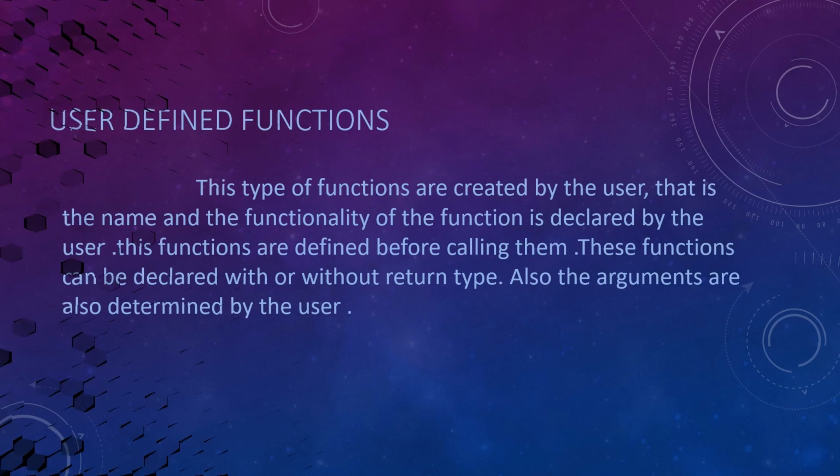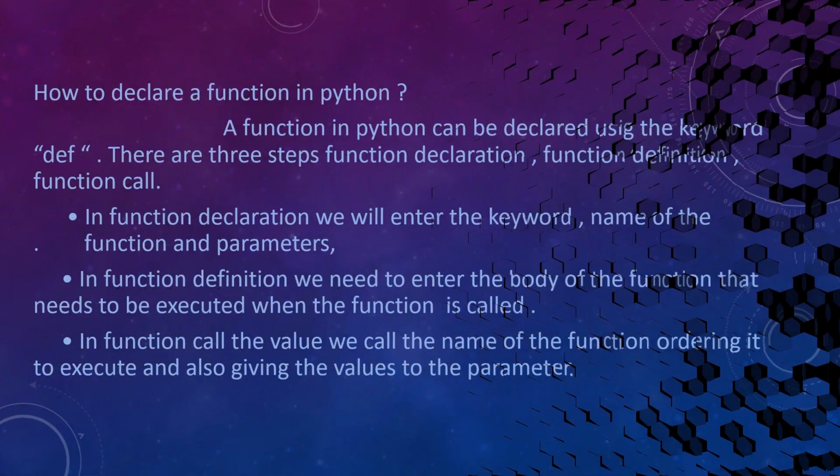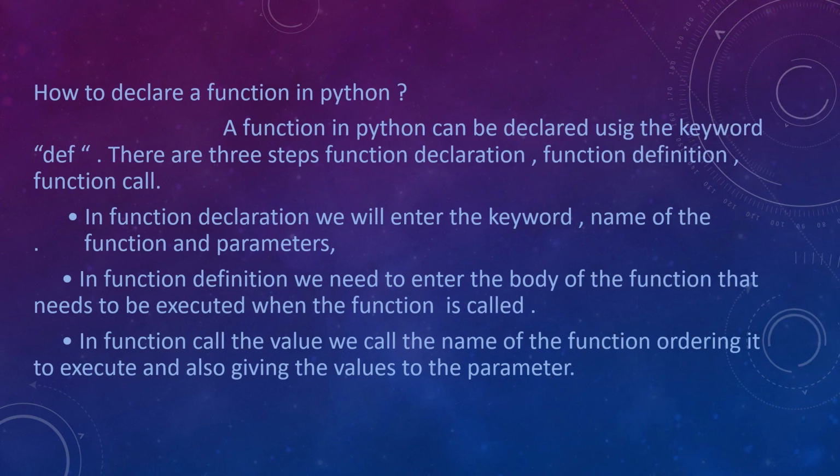How to declare a function in Python? A function in Python can be declared using the keyword def. There are three steps for using a function: function declaration, function definition, and function call.